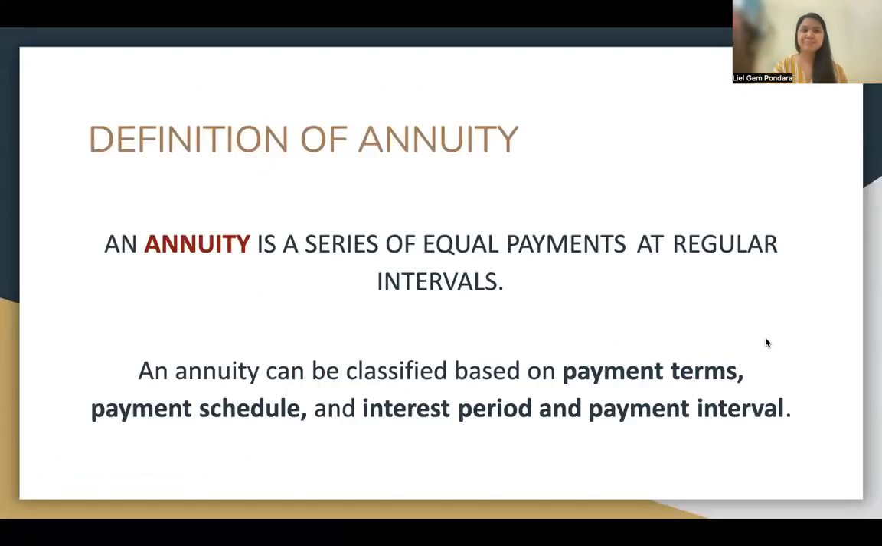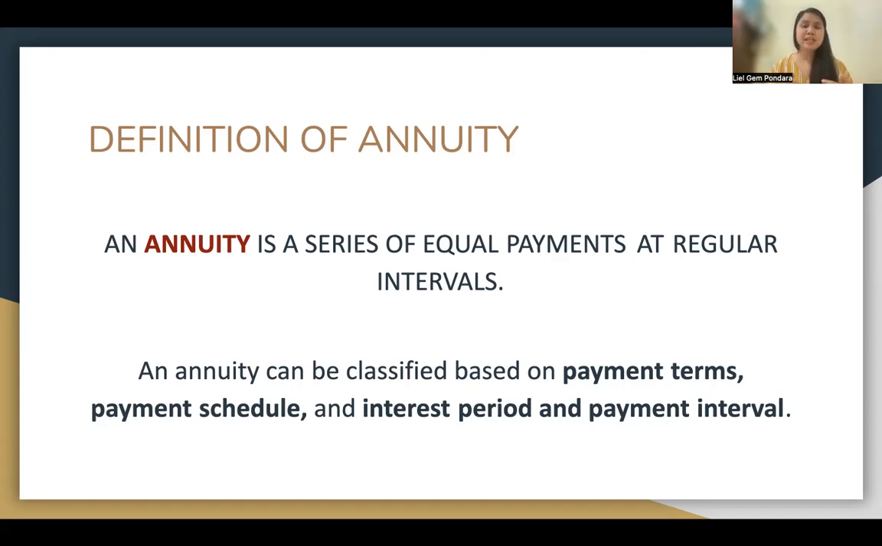Now let's start. What is an annuity? And how is this different from the simple and the compound interest that we have learned in the past few meetings? An annuity is a series of equal payments. Remember, there are equal payments, a regular interval, and a fixed interest rate. Actually, there are 3 requirements for an annuity. Number 1, equal payments. Number 2, regular intervals or payment interval. And number 3, fixed interest rate.